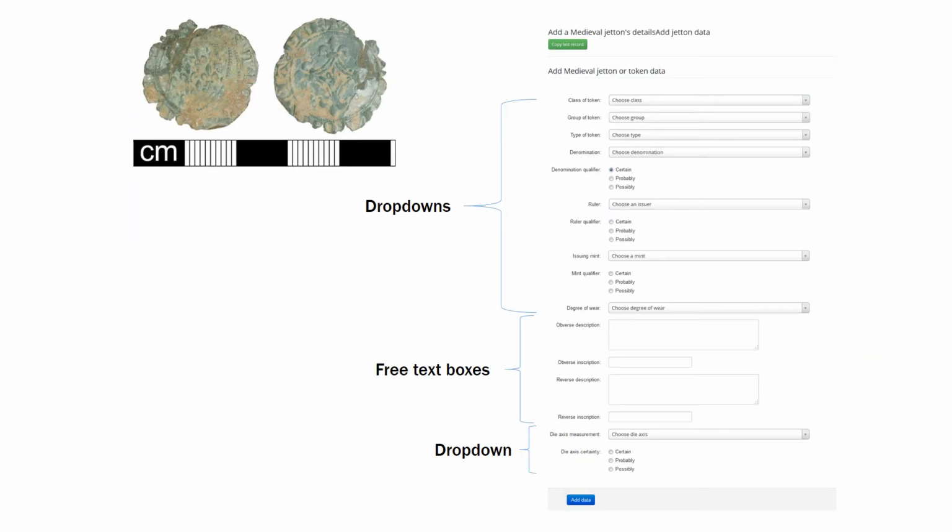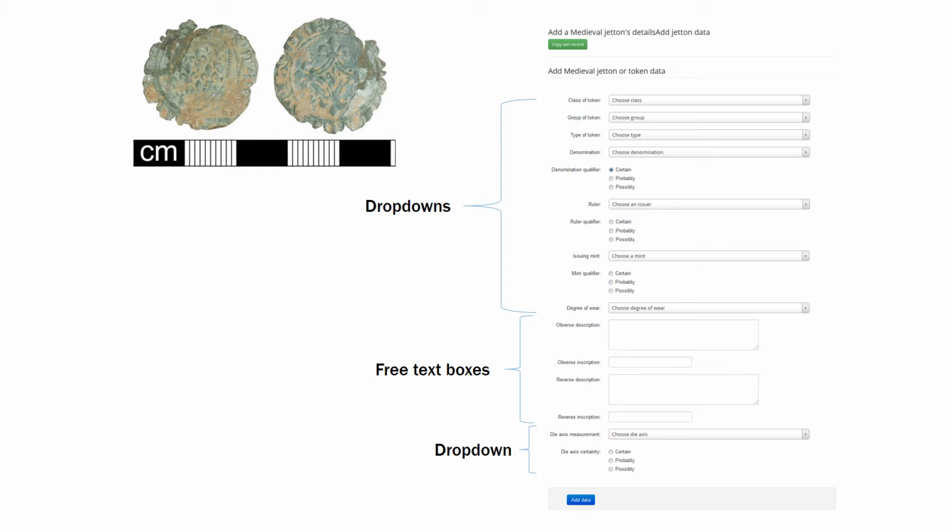Now to the drop-downs. Jetton is one of the few object types which generates an extra form into which numismatic data can be inputted once you have saved the core data. Here's what it looks like. A series of drop-downs followed by free text fields into which you can add details present on the obverse and reverse, and finally a drop-down to record a diaxis measurement.